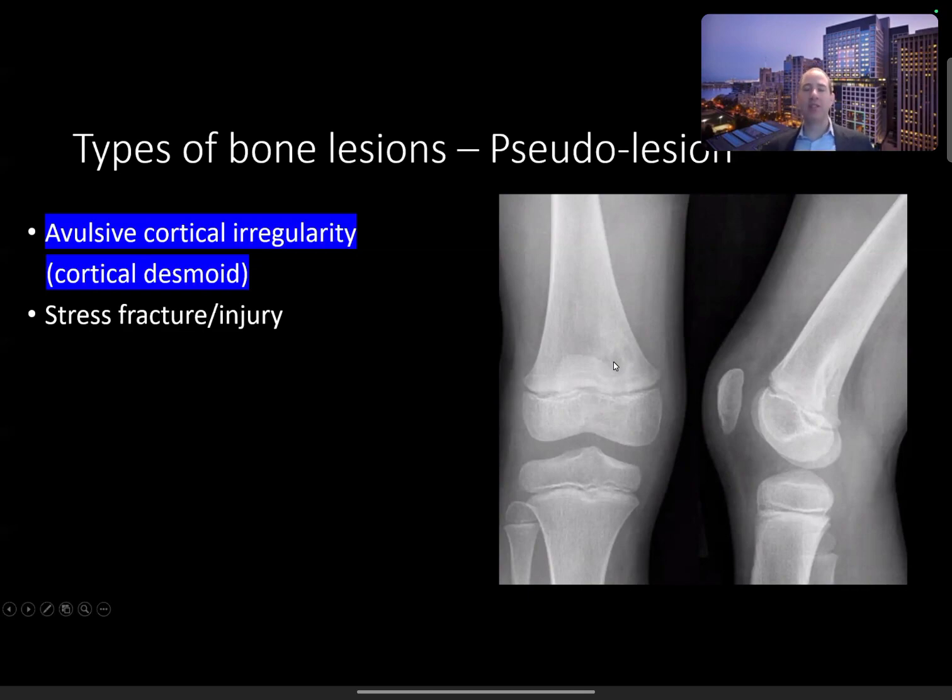This is sort of a tug lesion. It has a few different names. You'll hear cortical desmoid. I prefer the term avulsive cortical irregularity because cortical desmoid sounds like a tumor. This is not a tumor. It's thought to be a tug lesion of a gastrocnemius origin on the back of the cortex, and that's why I like the term avulsive cortical irregularity. The problem is when you see it on frontal films, it can look like a lucent lesion, and it's always in the same location. It is always in the posterior medial distal femoral metaphysis.